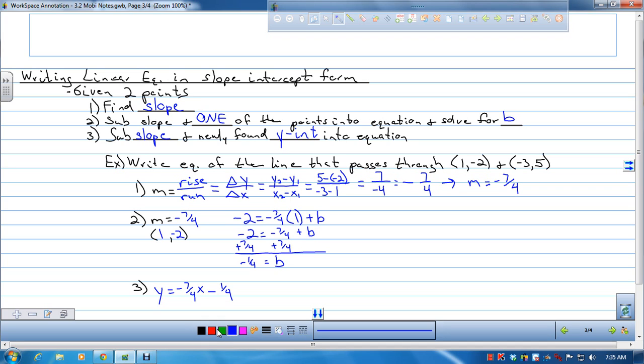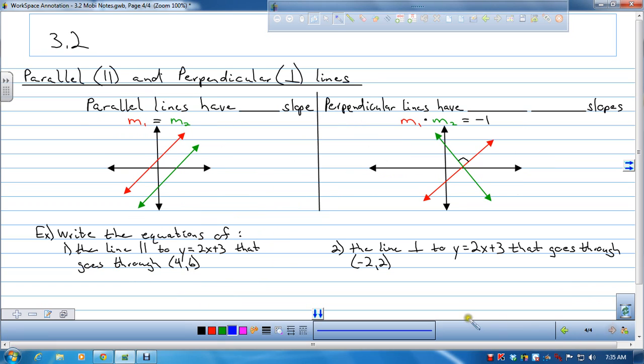Okay? Alright, we're going to go to our last slide of the day before you get to work on your practice problems. And that's going to address parallel and perpendicular lines. A pretty straightforward concept, a concept I know that you've seen before. You should be able to answer this. Parallel lines have what? Have the same slope, which is what we've indicated here.